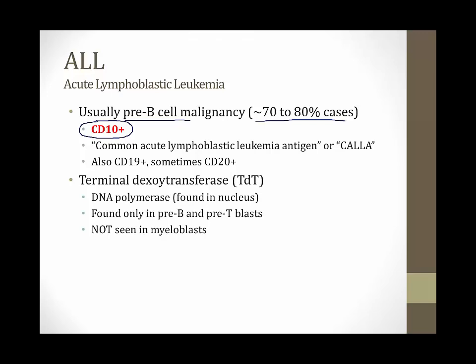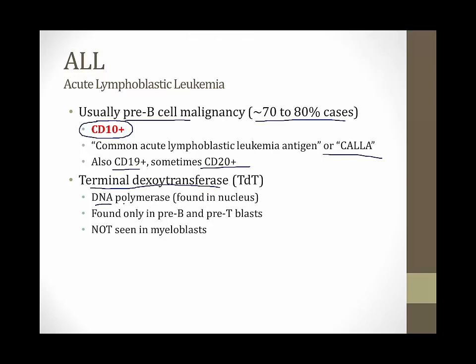In fact, it's sometimes also called the common acute lymphoblastic leukemia antigen, or CALA, and this is because it's found on lymphoblasts in ALL. In addition to being positive for CD10, the lymphoblasts in ALL are also sometimes positive for CD19 and CD20, and that should also make sense to you because, as we just discussed, those are B cell antigens. And then finally, as I mentioned before, lymphoblasts are positive for terminal deoxytransferase, or the TDT enzyme.